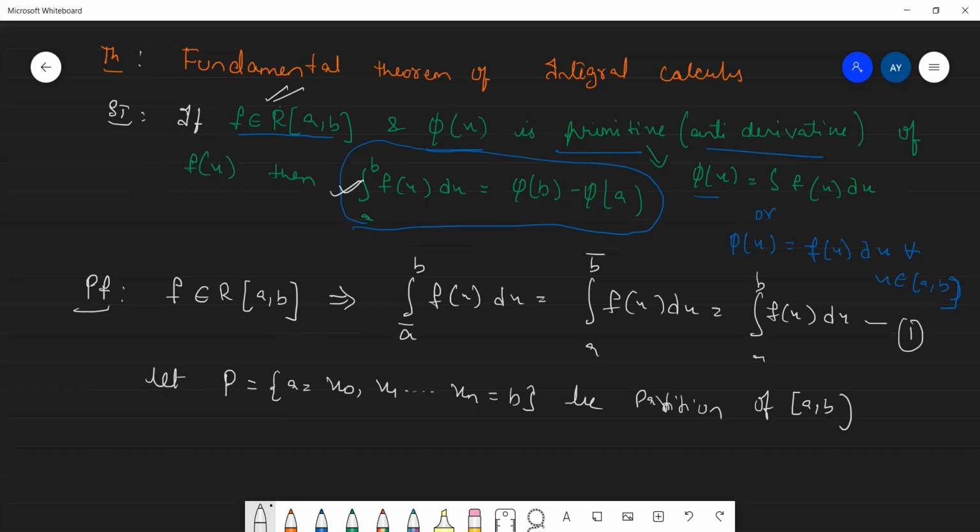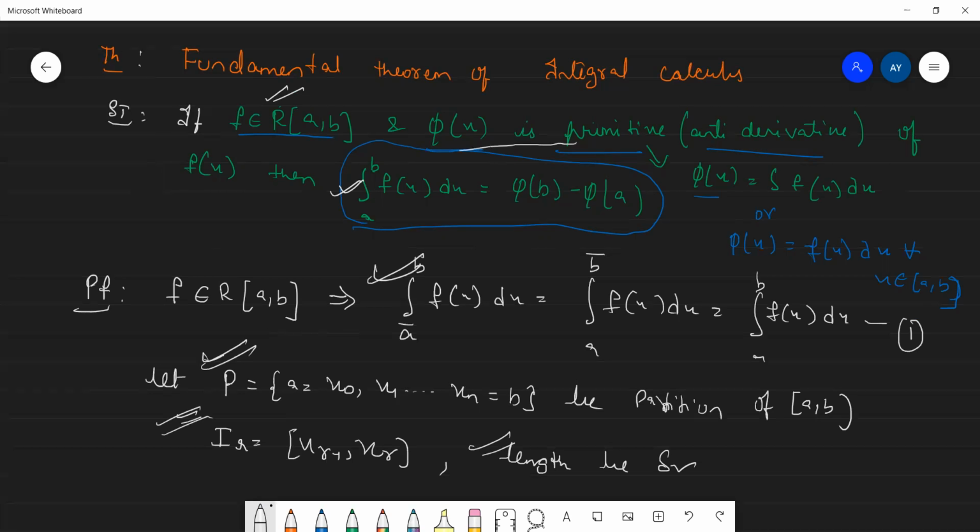Now as we spoke about partition, obviously subinterval and length will come into the picture. So again, given that Ir, what is Ir? The rth subinterval, that is, xr minus 1, xr. After this, what is the next thing that you have to do? Obviously, if you have a subinterval, you'll even have to find the length. So let the length be delta r. Now we had the partition, then the subinterval, and then the length of the subinterval. Now coming to the primitive case.